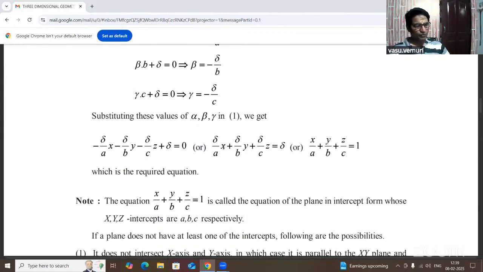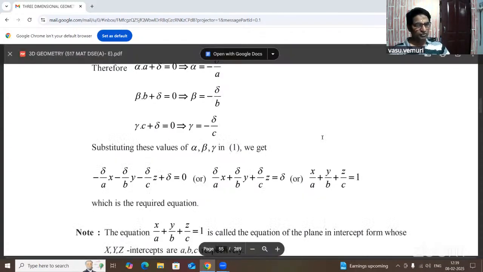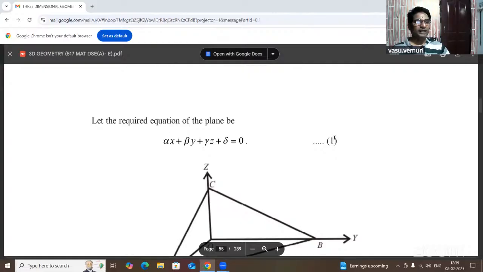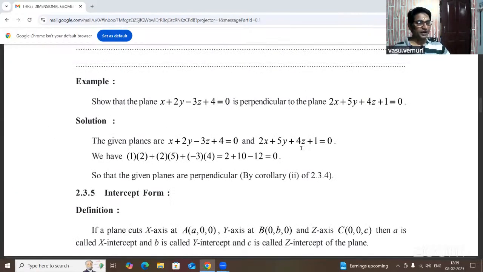So finally we are getting the value x by a plus y by b plus z by c equal to 1. That is the required intercept form of the plane equation. Okay, now how to prove the intercept form? This is one of the important concepts, that is 2.3.5.